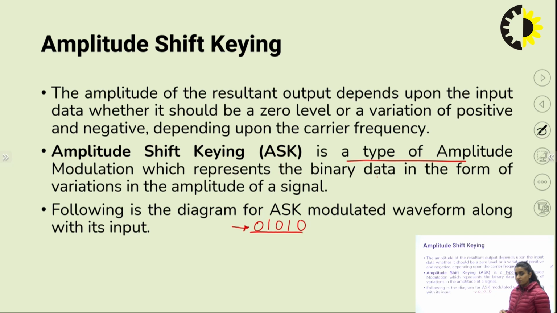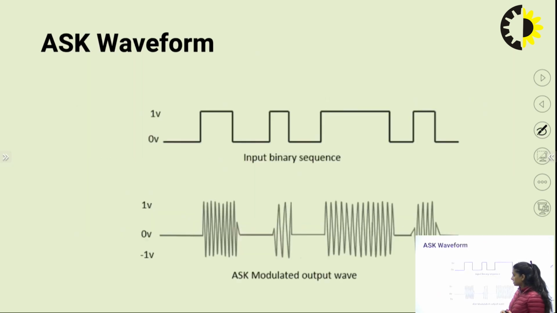True? Following is the diagram. Let's see. If I represent bit 1 with some positive voltage and bit 0 with some negative voltage, this is the representation for my input binary sequence. So whenever bit 1 appears, the carrier will have the amplitude similar to that of the carrier itself, and when there is bit 0, there is no amplitude here. You can see that, right?